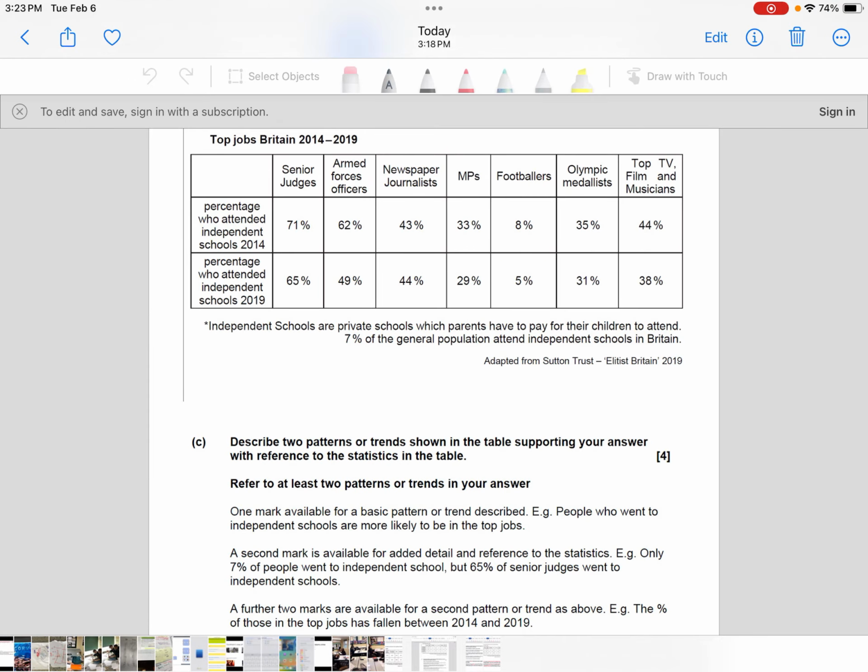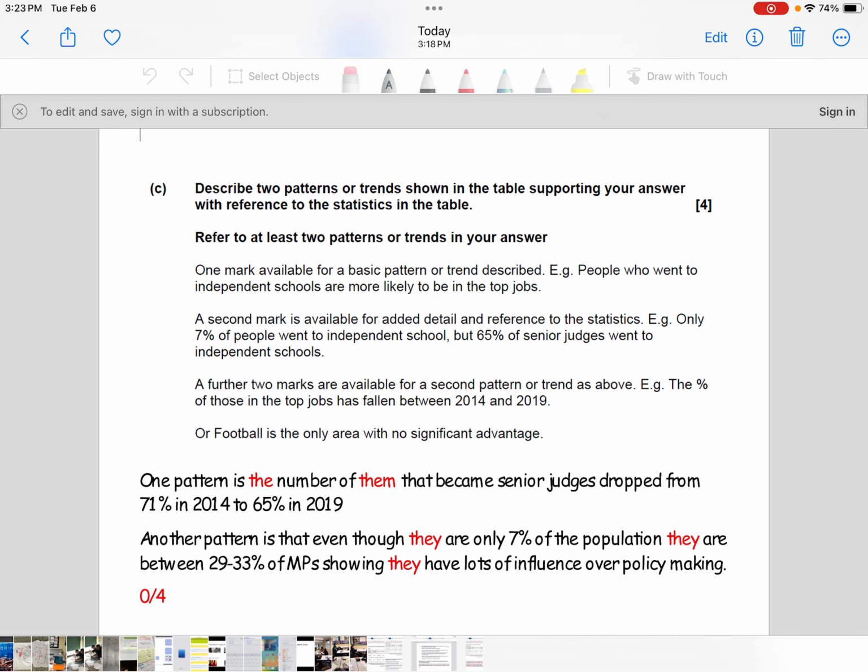Sorry, I'm just trying to find the best way to do this. This is the mark scheme, and this is an example of the responses we kept on getting. So students would write at the bottom, one pattern is the number of them that become senior judges dropped from 71% in 2014 to 65% in 2019.